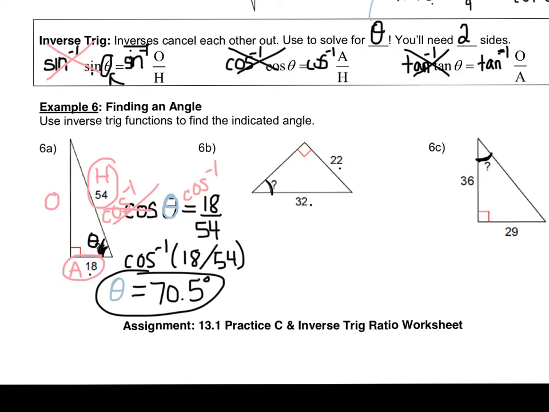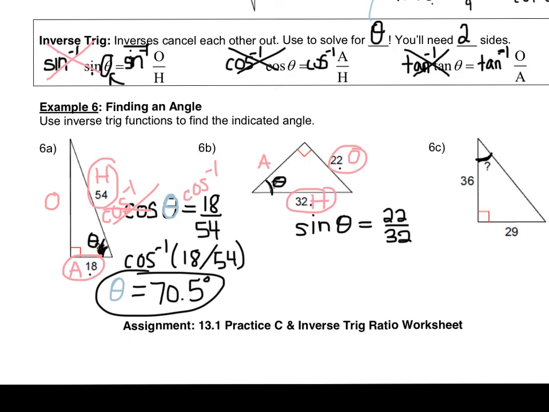Let's try the same thing on 6b. We want to find this angle right here, so that's our theta. Let's label O, A, and H. So opposite theta is 22. The hypotenuse is 32, which means the A is over here. We have 32 and 22, so we have O and H. Which trig function uses O and H? Sine. So sine of theta, which we're trying to figure out, equals the opposite, 22, over the hypotenuse, 32.